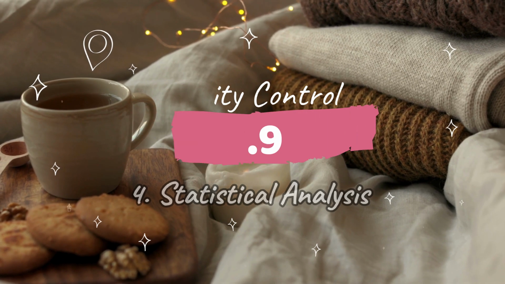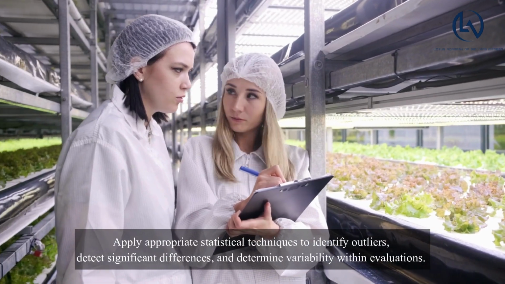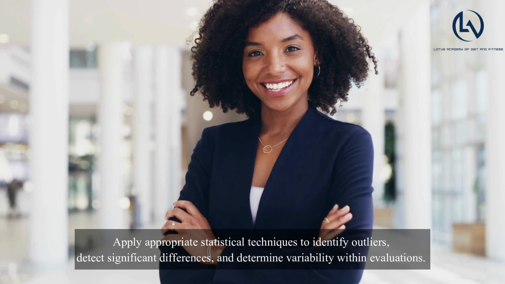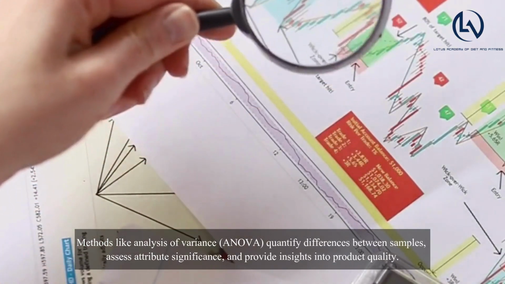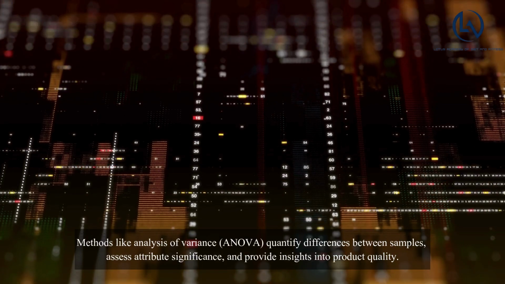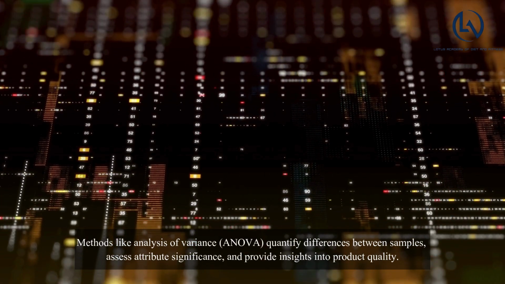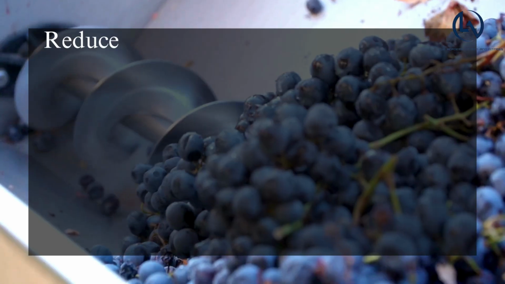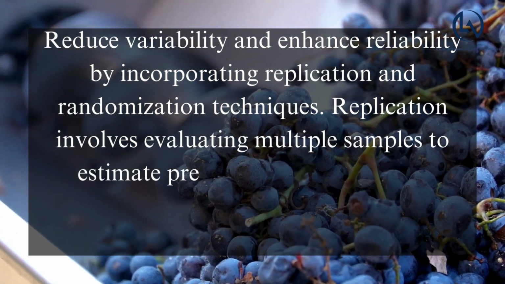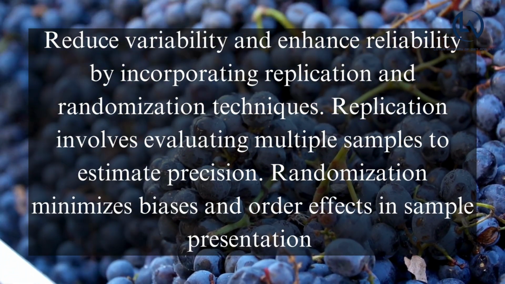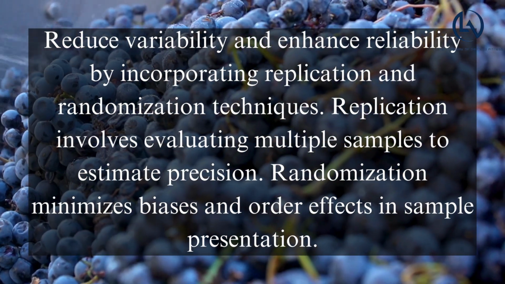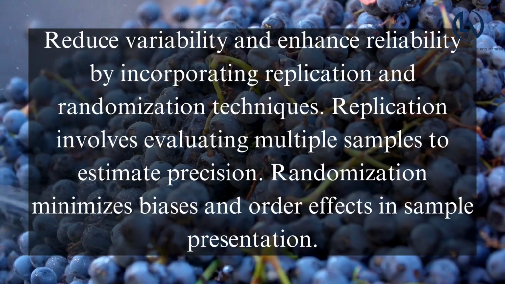Statistical analysis. Apply appropriate statistical techniques to identify outliers, detect significant differences, and determine variability within evaluations. Methods like analysis of variance quantify differences between samples, assess attribute significance, and provide insights into product quality. Replication and randomization. Reduce variability and enhance reliability by incorporating replication and randomization techniques. Replication involves evaluating multiple samples to estimate precision. Randomization minimizes biases and order effects in sample presentation.